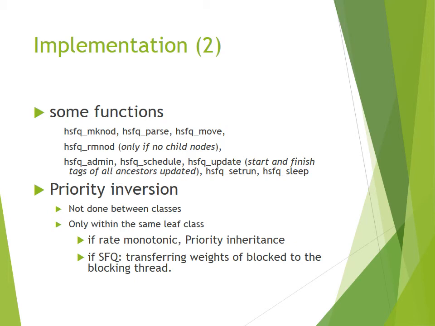There are also two details for two different situations. The first one is that if it's rate monotonic, it can be handled this way, using priority inheritance. The second one is that if it's the SFQ situation, it can be handled that way, by transferring the weights of the blocked thread to the blocking thread.